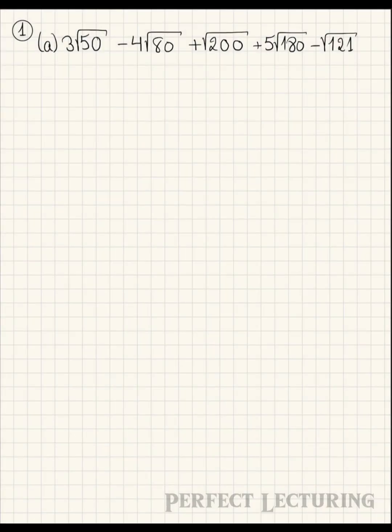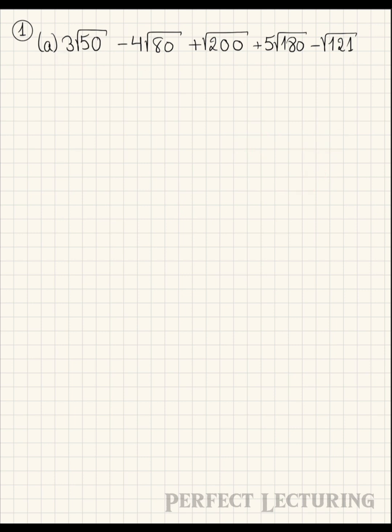If we have something like that, we cannot add the radicals unless they have the same radicand. So for example, if I have something like 3 square root of 6 plus 8 square root of 6, we can add the coefficients and this becomes 14 square root of 6. So we do not add the radicands, we do not add the numbers underneath the square root, we only add the coefficients, 3 and 8 in this case.